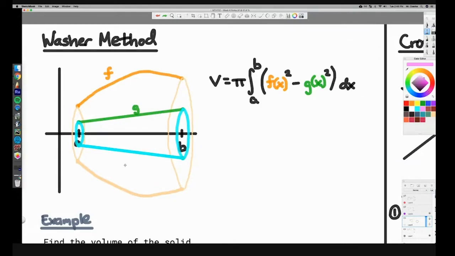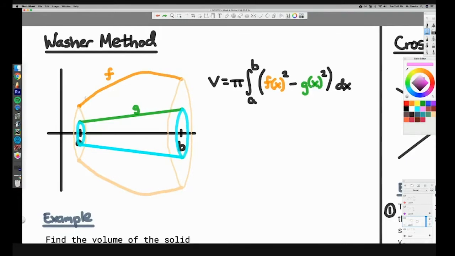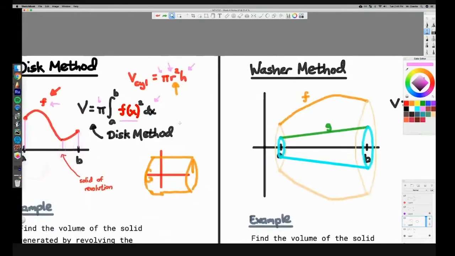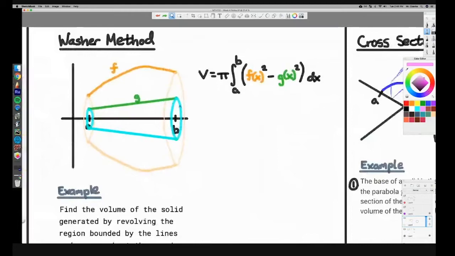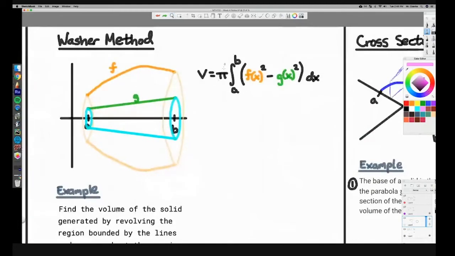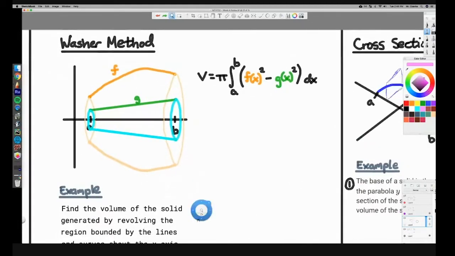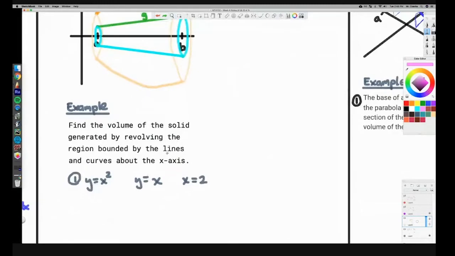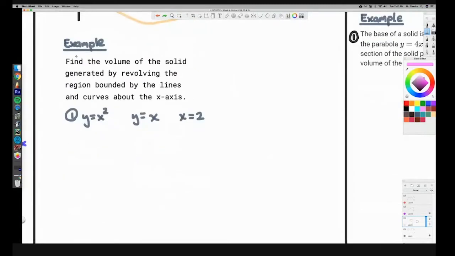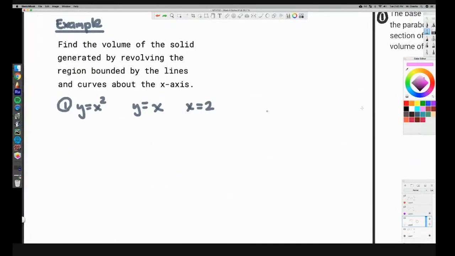Anyway, it's the same exact formula, only there's a minus g of x squared. That one's just f of x squared. Make sure it's in parentheses because you still have to multiply both of these by pi. So let's do an example. Again, there's not much of a curveball on this. It does help to graph it though, so let's definitely graph this.